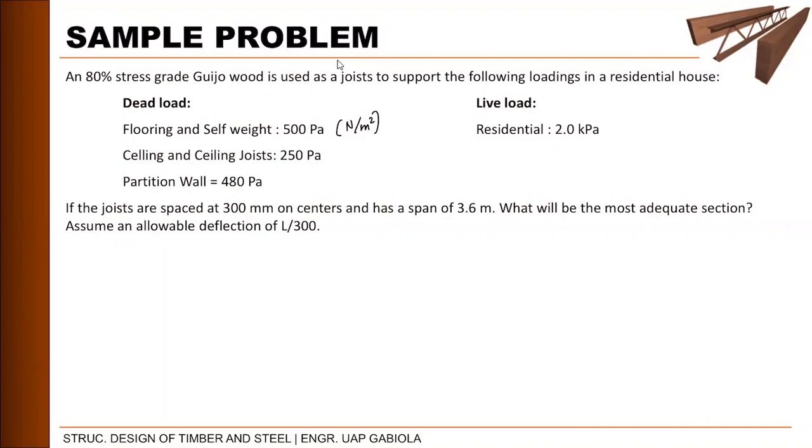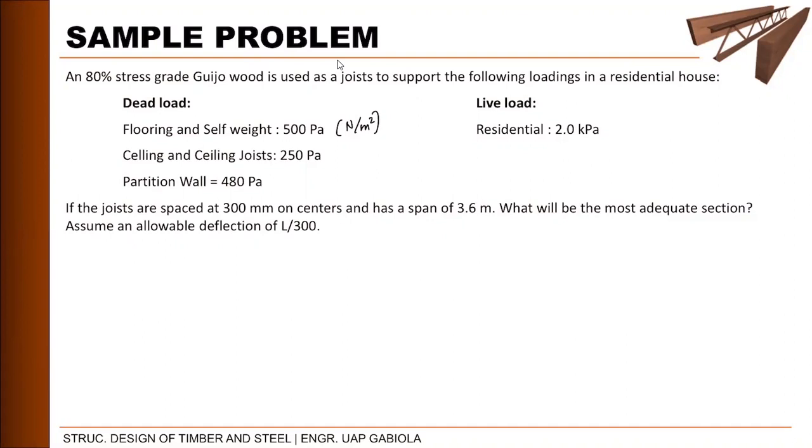So pressure siya, no? Then we also have a ceiling and ceiling joist for 250 Pascal. And then we have partition wall for 80 Pascal. So may i-consider tayo ditong tributary width, no? To consider this portion ng area na pwedeng sakupin ng flooring na sinusuportahan dun yung design na joist natin. Then we have live load.